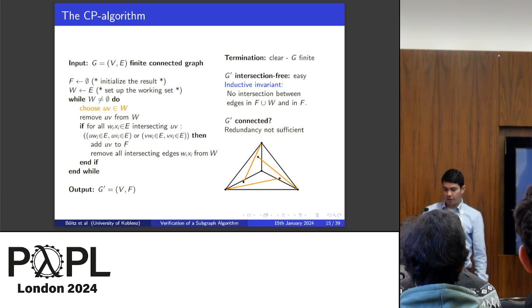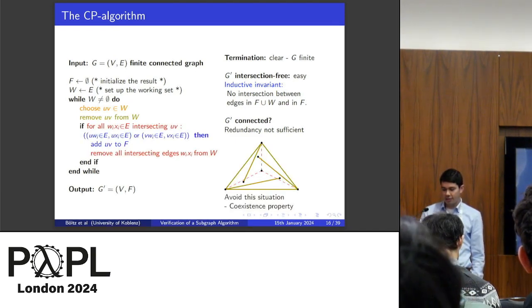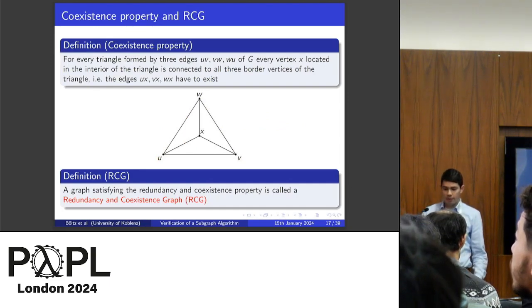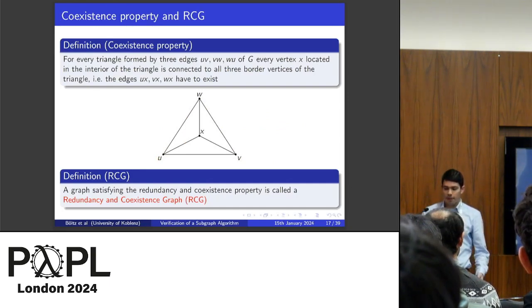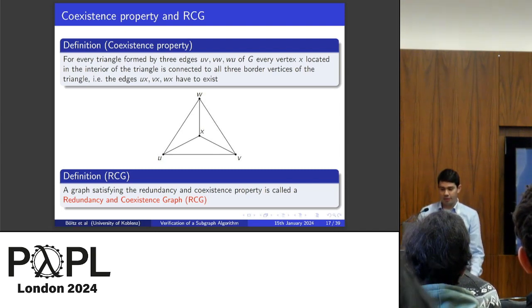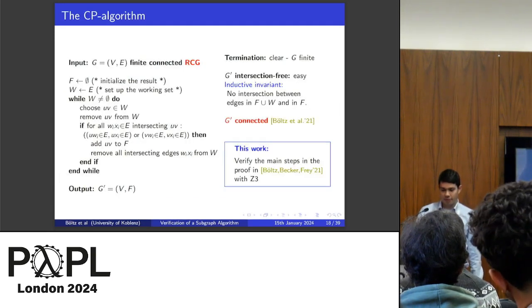If you choose the edges in orange and remove the intersecting edges, the vertex in the middle gets isolated and the graph gets disconnected. And to avoid this situation, we introduce a further property, the so-called coexistence property, which is defined for a triangle of three vertices, uv, vw, and wu, and for a vertex x located in the interior of this triangle, this vertex x has to be connected to u, v, and w. And if the redundancy and coexistence property is satisfied for every intersection and every triangle in a graph, we call such a graph a redundancy and coexistence graph.